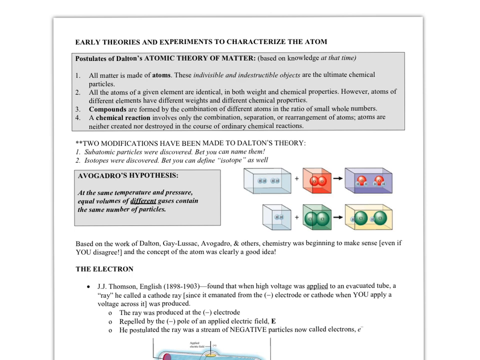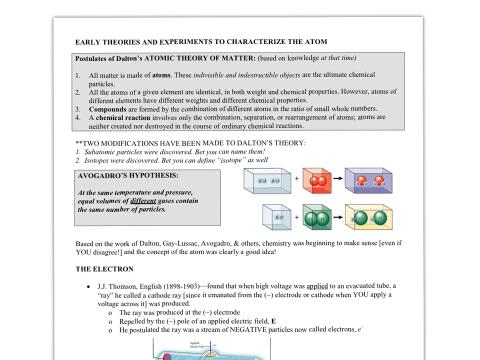One is the subatomic particles were discovered. So we discovered that there are protons and neutrons and electrons within the atom. And then we also discovered that isotopes exist. So while all atoms of a given element are going to have the same chemical properties, their weights are not going to be the same because of the different numbers of neutrons that isotopes can have. So we could have 5 atoms of carbon and they chemically would be the same, but they may be different isotopes. One of them may be carbon-12, another one may be carbon-14.